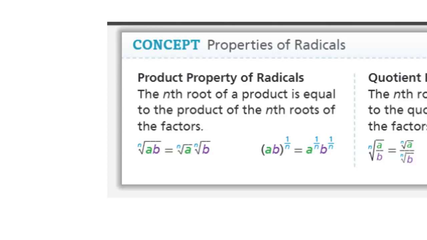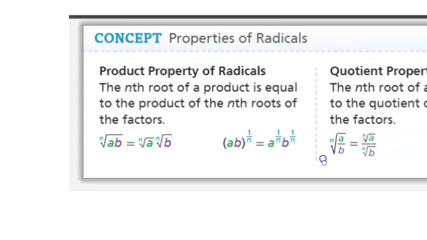and then maybe that would help us simplify the expression. Or if we have, like in this one, a times b to the 1 over n exponent, if we have an exponent that's a fraction, remember that fractional exponent would apply to both the a and the b.